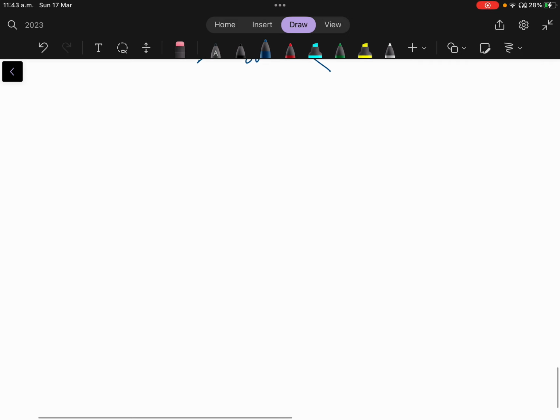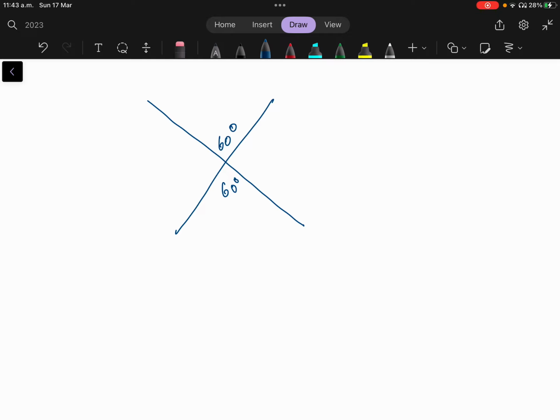Okay, let me show you one more example. If I have two pairs of lines, and this is 60 degrees, this will automatically become 60 degrees, and this one which I'm marking will be 180 minus 60, that is equal to 120 degrees, and automatically this will become 120 degrees. So this is the concept of vertically opposite angles.